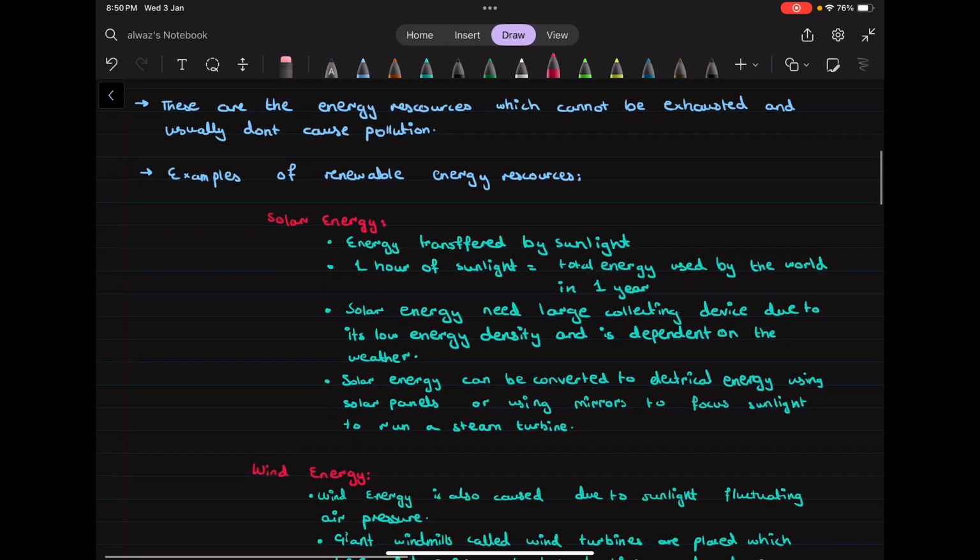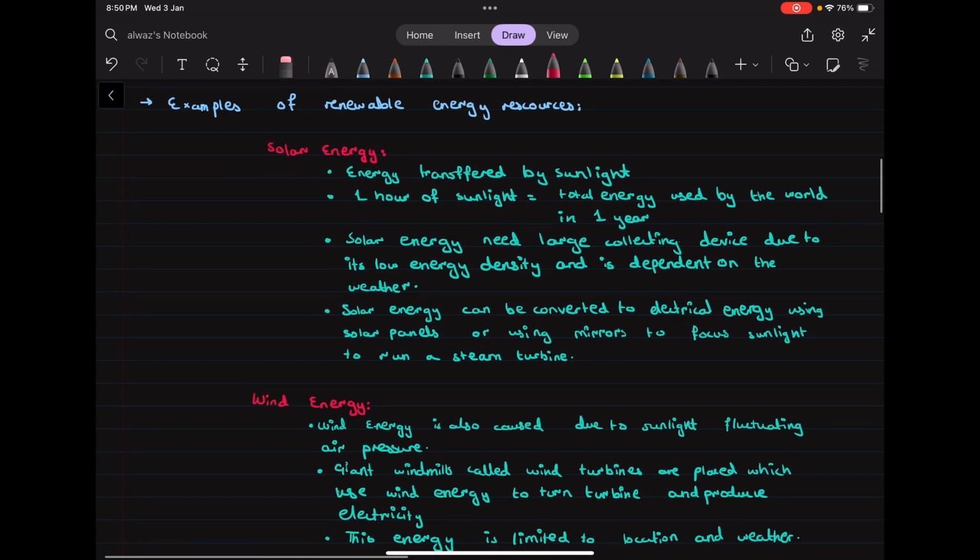Now, let's talk about the examples of renewable energy resources. The first one is solar energy. It is the energy transferred by sunlight. By the way, 1 hour of sunlight that lands on Earth is the total energy used by the world in 1 year. So, if we somehow collect all the solar energy which lands on the Earth in 1 hour, we can use that energy to power the Earth for one whole year.